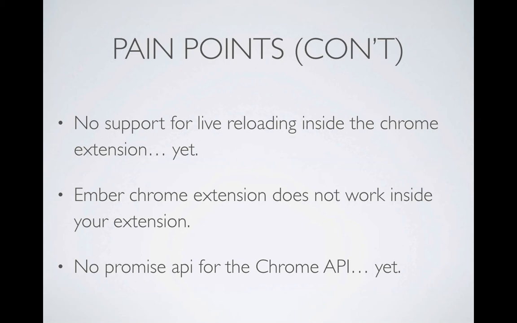And there's no promise API for Chrome yet. So Chrome has these API calls that you can make to query things like bookmarks or what tabs are open and things like that. And right now it's just an asynchronous call. So one of my goals moving forward is to wrap all that stuff into a promise API so that you can do things like load all the user's bookmarks in a before model or in a model call, and then it'll return and work the way that a typical data adapter would.